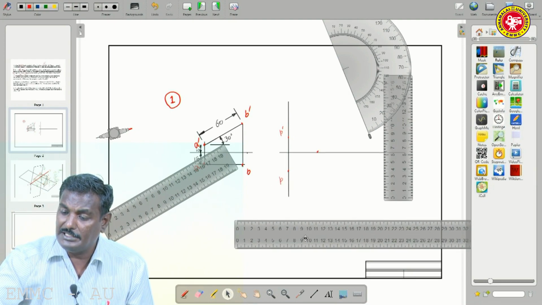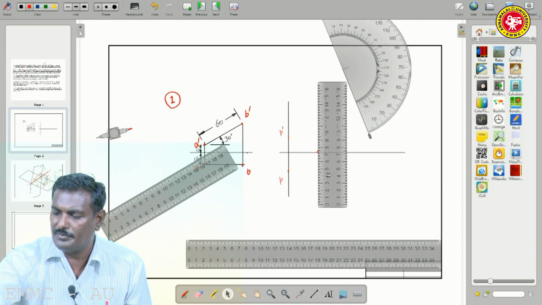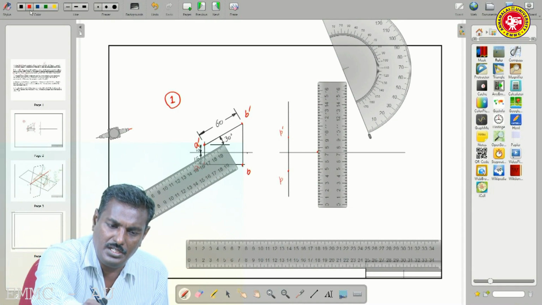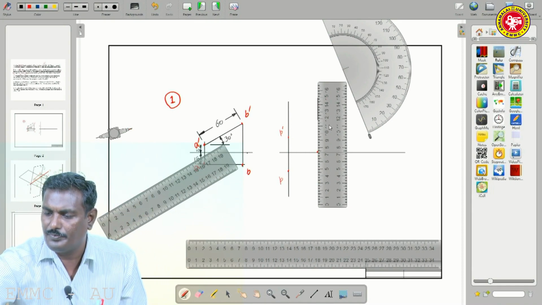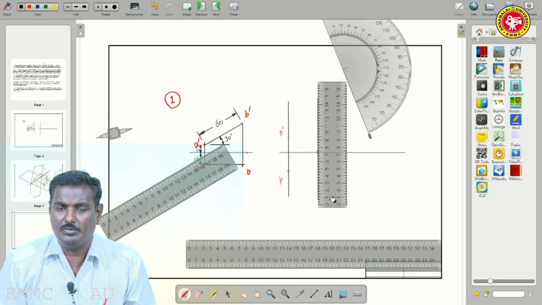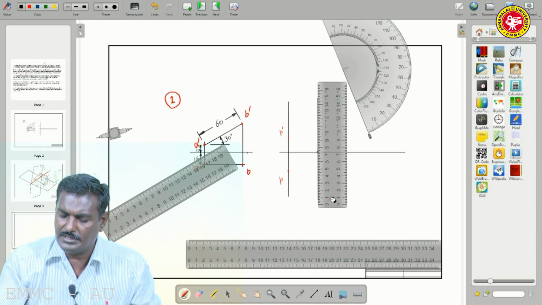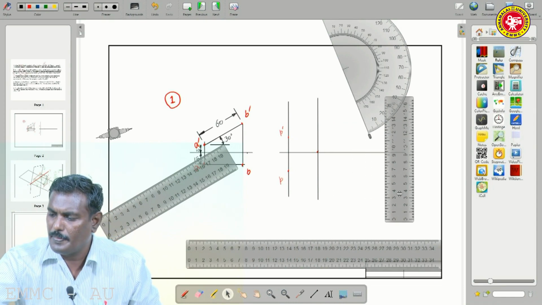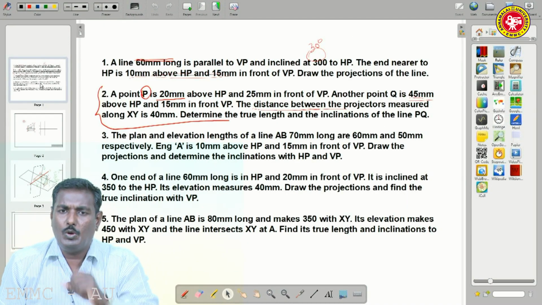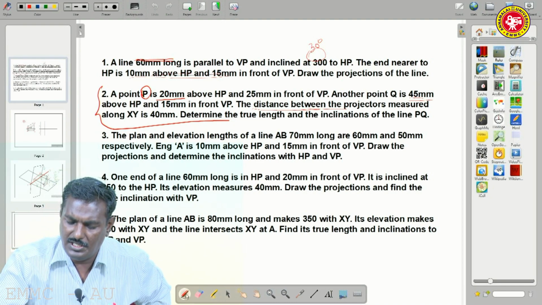So, along this, another projector is passing, that is for capital Q, but Q dash and Q lie on the same projector, that is the concept here. So, what about the location with respect to the planes? Try to see here.